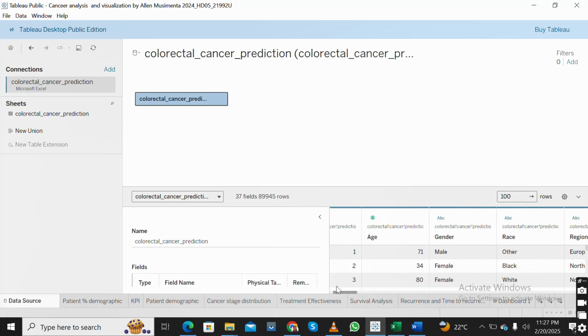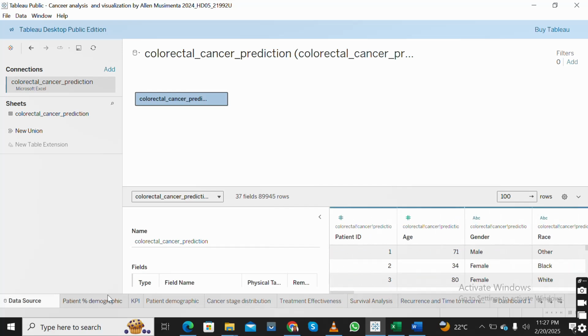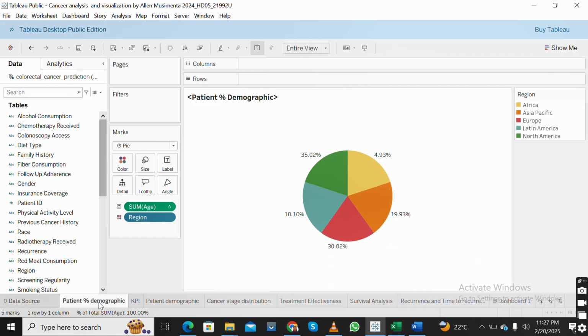However, we are looking for this particular segment. We're trying to analyze not everything, but we are spotting a few that will be of meaning to our research, or the data that was being collected. We are trying to make some good meaning out of it. First, we are looking at the patient percentage demographic. How are these different patients spread throughout the world?